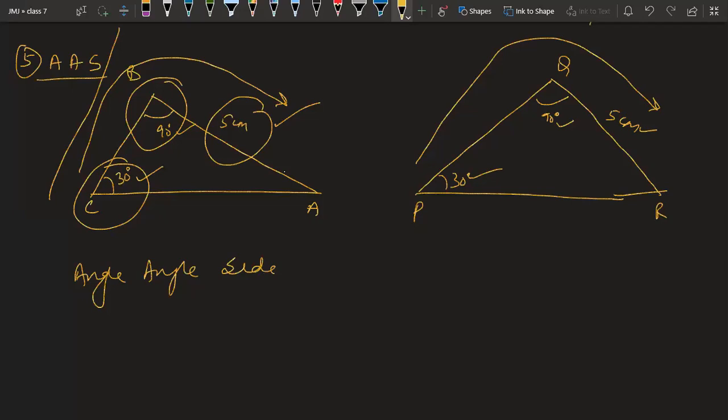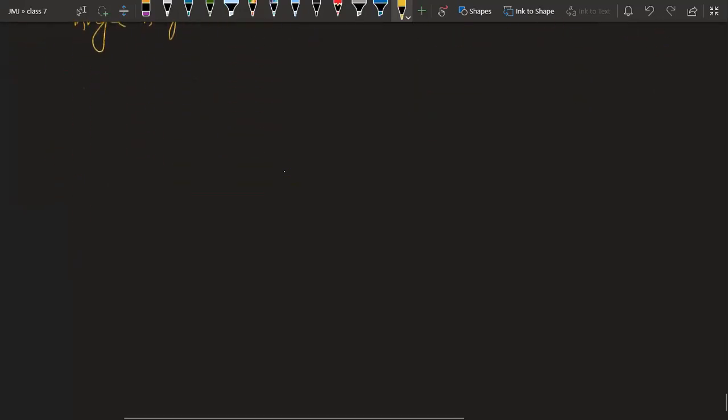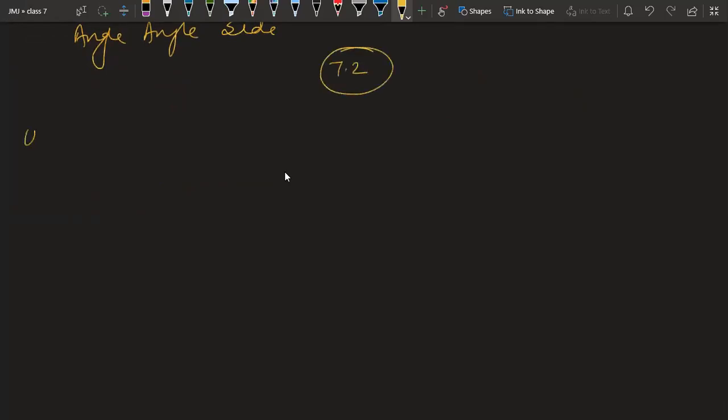Sir, in the book also only 4 are given. No issue, beta. This last one is extra. You can just write it down. It is very easy to understand. Okay. Now 7.2. Question number 1.